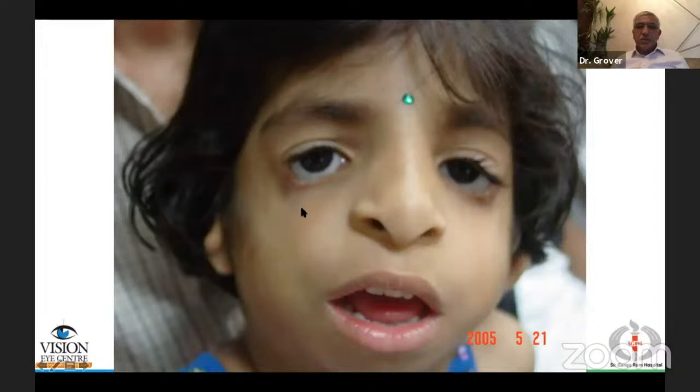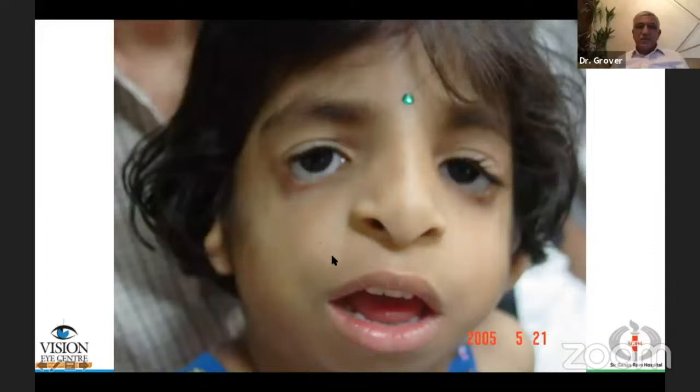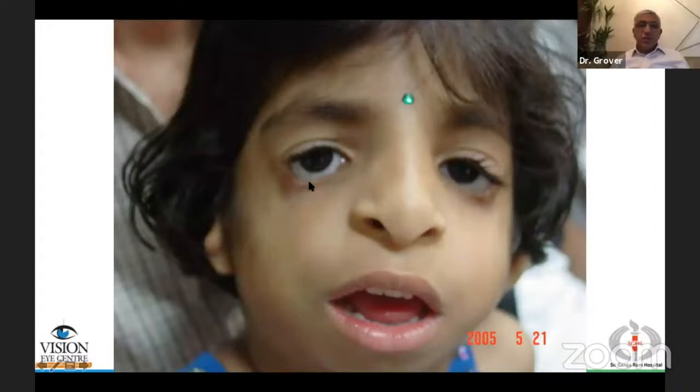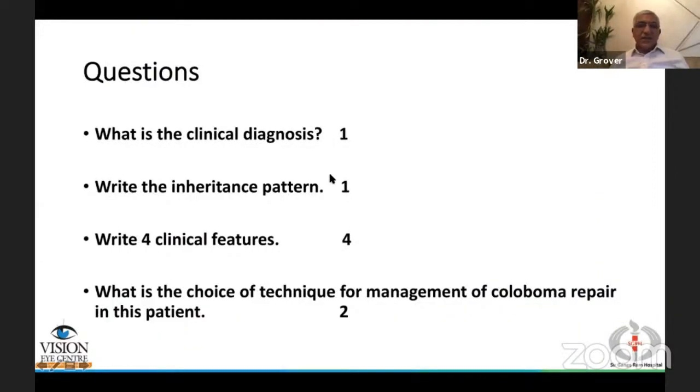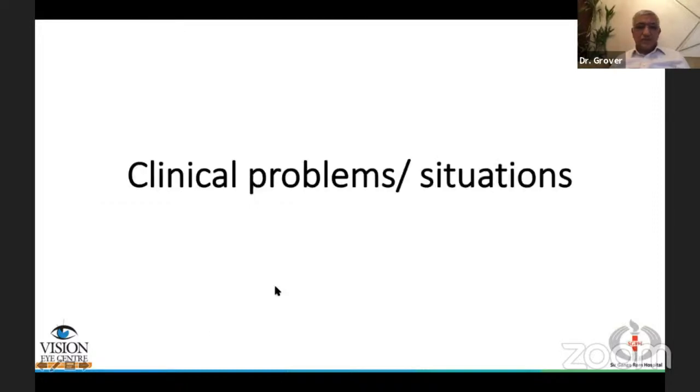So who'll answer this? Arushi? Golden heart. Look at it again. It's not golden heart, because there's a premolar tag and the lid coloboma. Okay, there is a lower lid coloboma. Usually we have upper lid in golden heart. This was a Treacher Collins, micrognathia, mandibulofacial dysostosis. So clinical diagnosis, inheritance pattern, clinical features, choice of technique for management of coloboma repair in this patient. All ones, you can do a direct closure in this one.